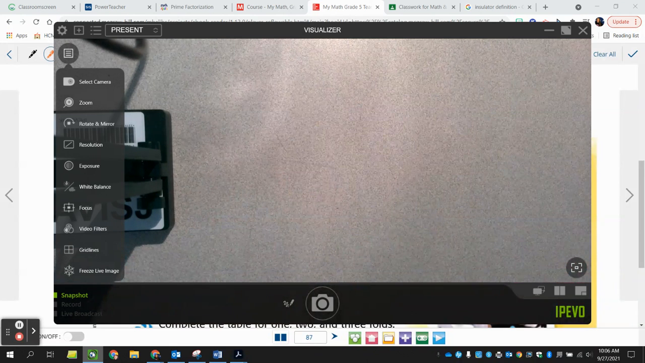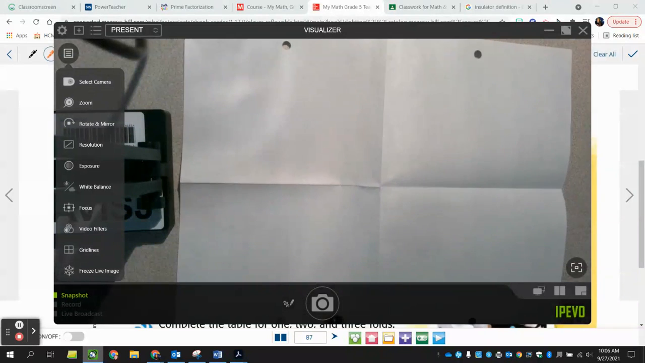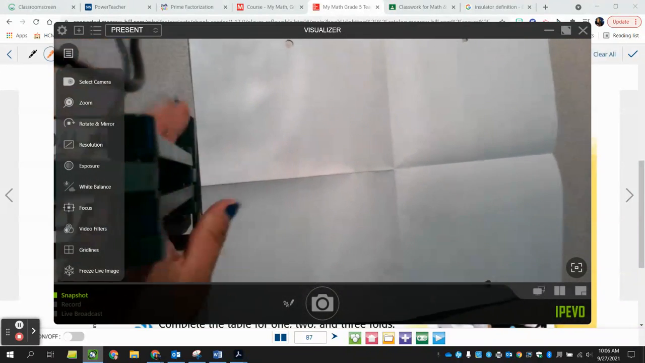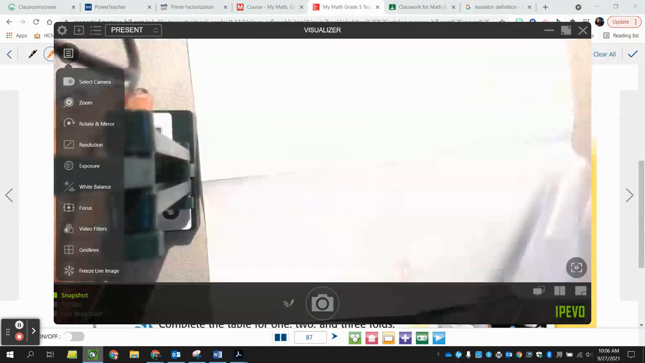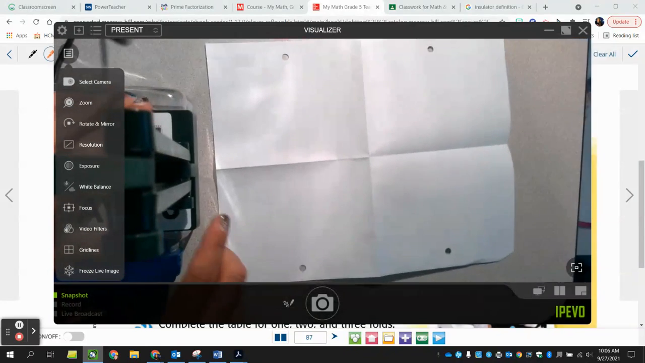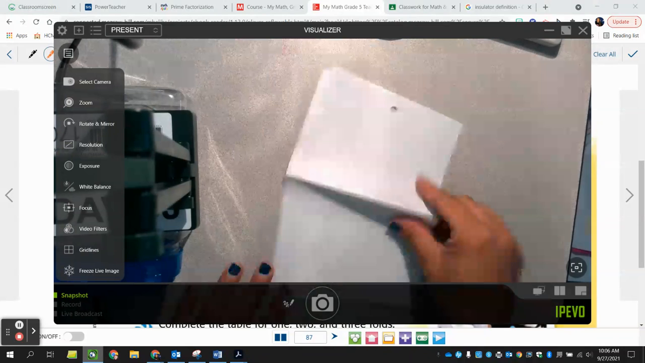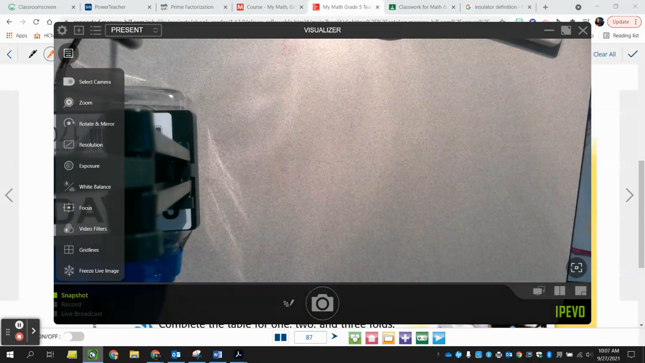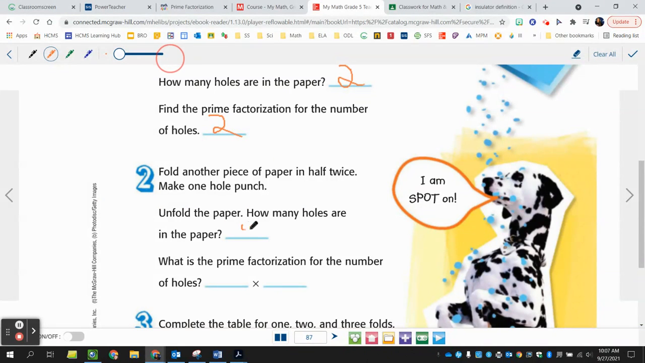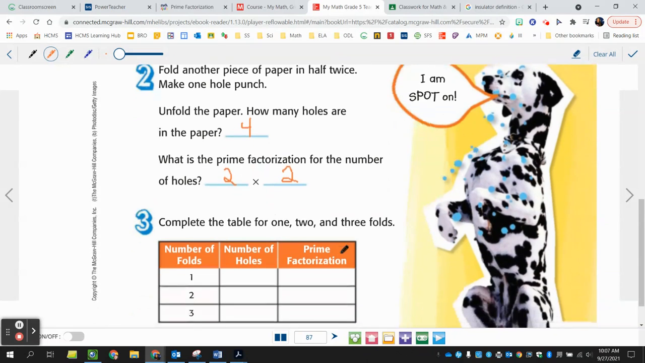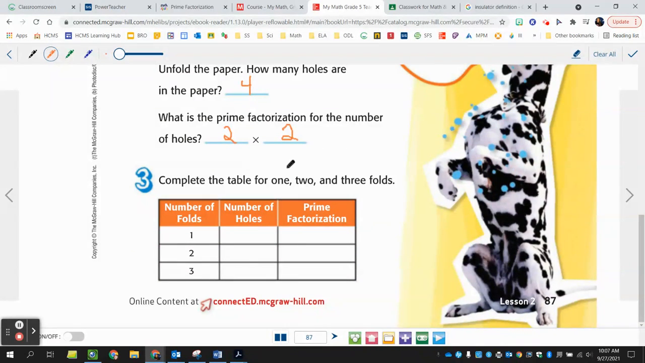Make a prediction how many holes will be there. Hopefully your prediction said 4 holes. So I folded it twice. I only punched one hole, and I ended with 4 holes. So what's the prime factorization? Remember, if we branch off, we're going to do 2 times 2. Makes 4. And then we'll complete the table for 1, 2, and 3 folds.